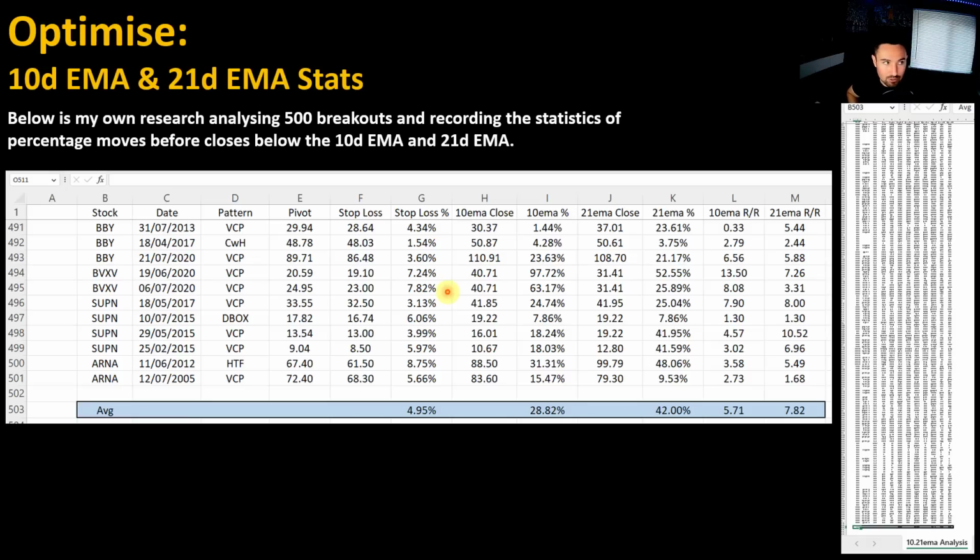Nice. So now I'm just going to give you a couple of my own stats here. I actually like to use the 10 EMA and I like to use the 21 EMA as well. It's better suited to my personality. Sometimes I may keep some back for the 50. Again, depends on the character of the stock.